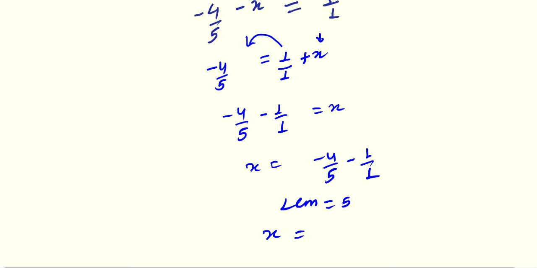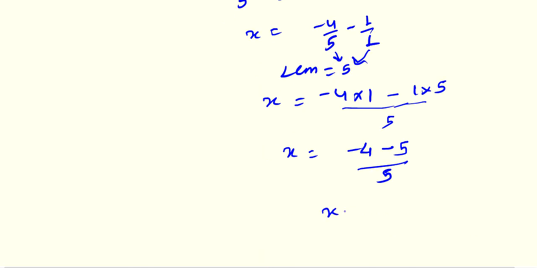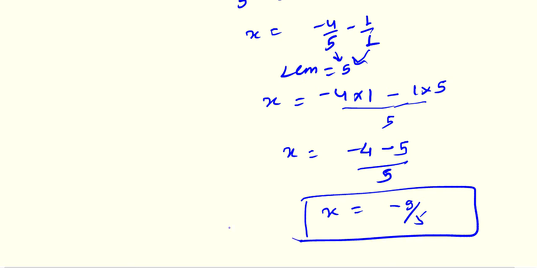So x equals what? 5 is a multiple of itself. So minus 4 into 1 minus 1, 5 ones are 5, so 1 into 5, then whole upon 5. Now minus 4 into 1 is minus 4, minus 1 into 5 is minus 5, upon 5, minus minus plus. So along with the negative sign, minus 9 by 5 is the required answer.